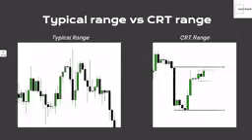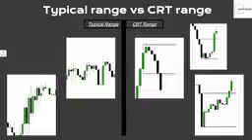Thick candle forming the range, inside bar, turtle souping the low, heading all the way to the CRT high. Guys, this is an inside CRT. So there's a CRT and a CRT within the CRT. Pay attention to that. More examples for you guys. Typical ranges, no CRTs available. Typical range, no CRT. And then CRTs.